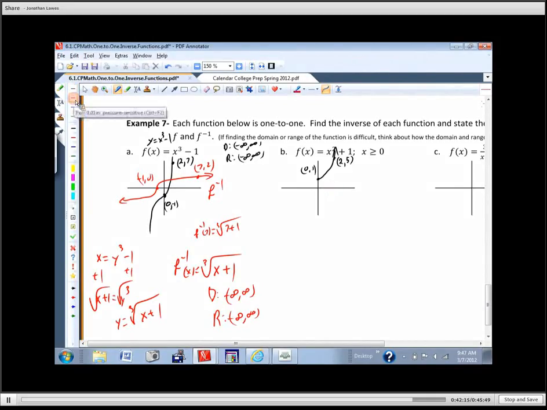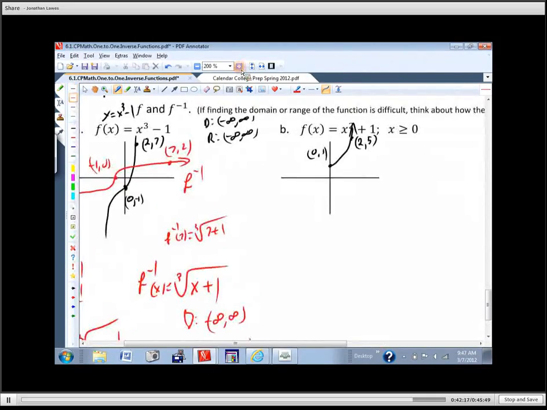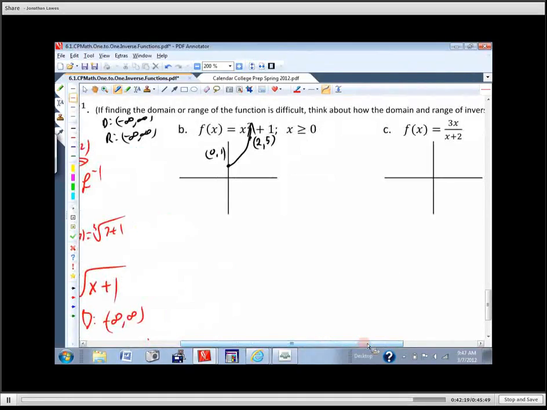Okay, I'm going to change colors. And let's find the inverse. So this would be x equals y squared plus 1. Same steps. We're going to solve for y. We've switched the x and y. Now we solve for y. It's just that simple two-step process. So this is going to be x minus 1 equals what? Whoops, y squared, not y cubed.